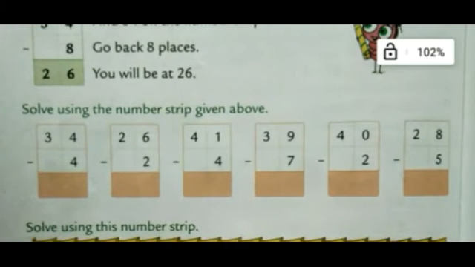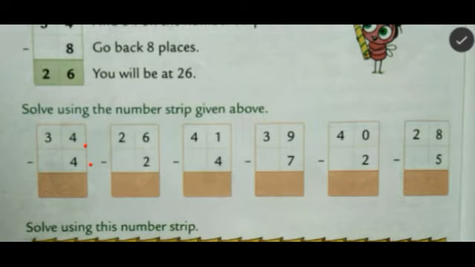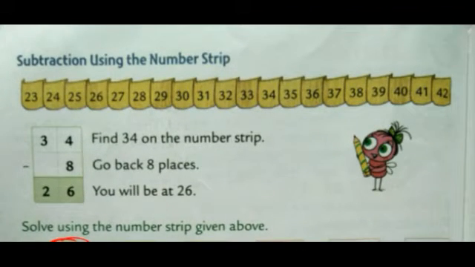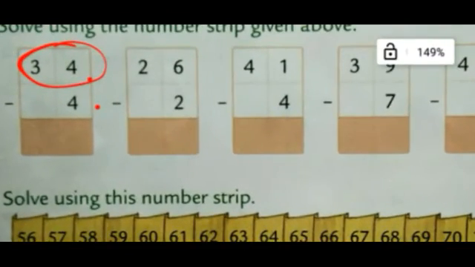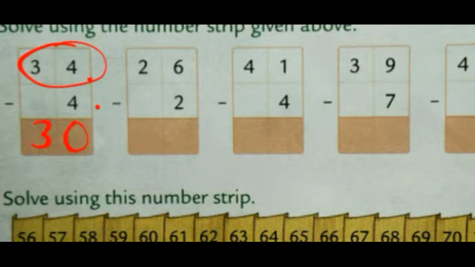Okay? So let's do these questions given here. Solve using the number strip given above. Okay, 34 minus 4. Always remember, start from the bigger number. 34 is the bigger number and we have to subtract 4 from that. So first we will mark 34 on the number strip and now we have to go back 4 places because we are subtracting 4. 1, 2, 3, 4. We reached 30. 30 is the answer. So we will write it here.